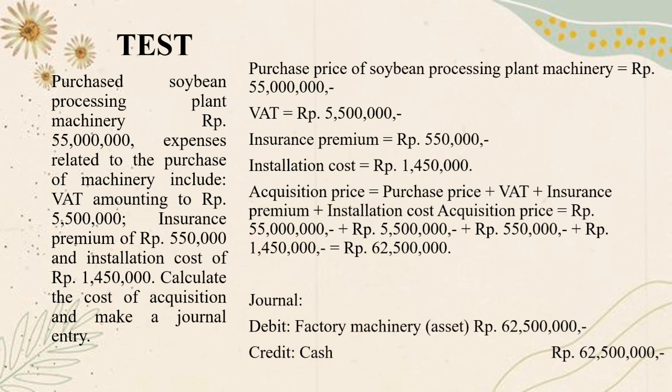And the result is 62,500,000 rupees. And here is the journal entry: in debit there is factory machinery as an asset, and credit cash. The amount is 62,500,000 rupees.